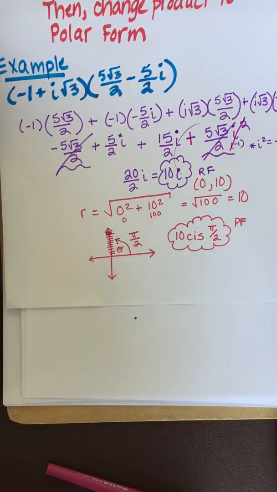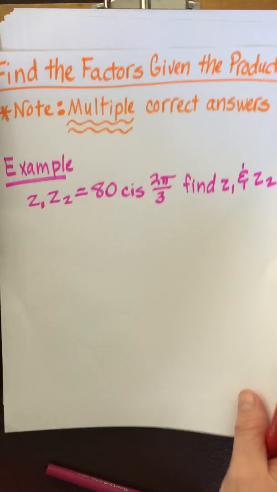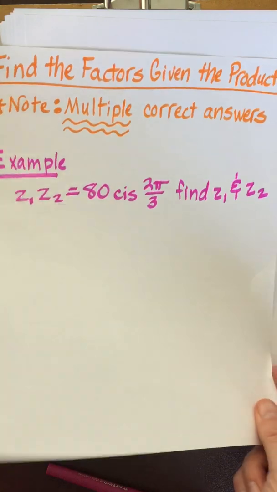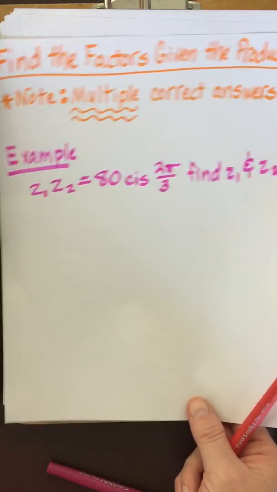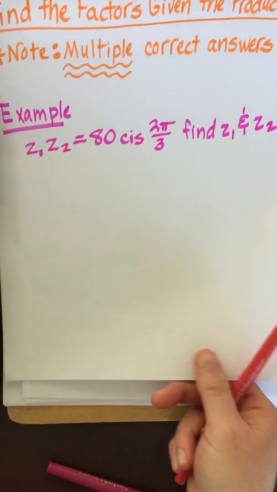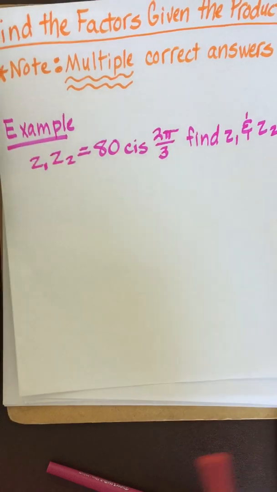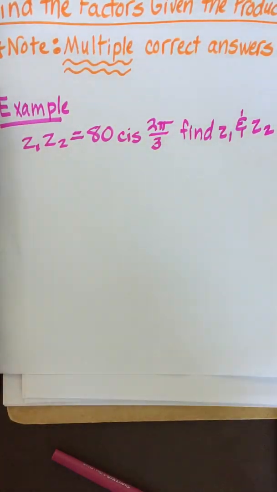All right. Now, let's do something really easy and fun. And that is finding the factors if I give you the product. And the wonderful thing about this is there are multiple correct answers. So here's our first example. We have Z1 times Z2, which basically means I multiplied a couple complex numbers, and this is what I got. What are those complex numbers?